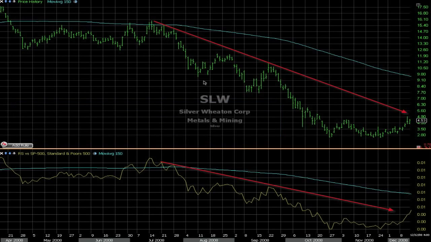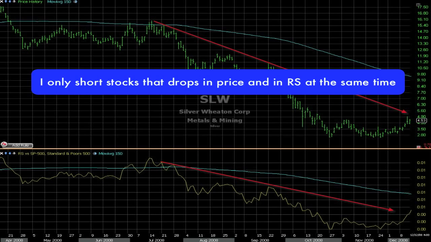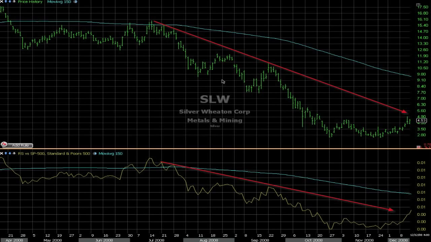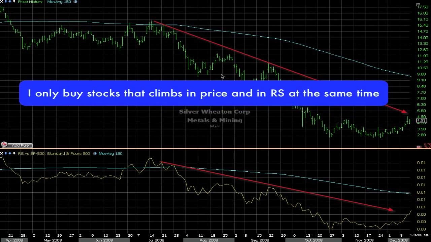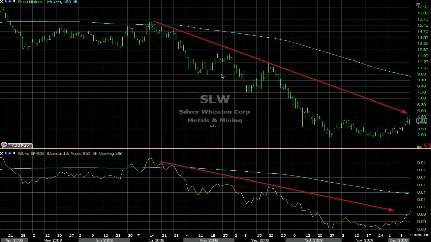These are the only 2 scenarios I want to trade. When I short a stock, I want it to drop and I want it to underperform the market. That gives me a higher odds trade and the chance of getting a higher profit. When I want to go long in a stock, I want the stock to climb and I want relative strength to climb, because this means my stock is outperforming the market, increasing my odds of profit and also increasing the amount of profit because it outperformed the market.